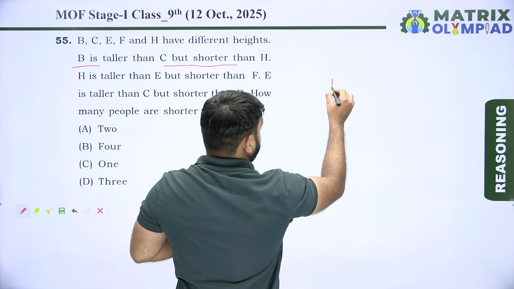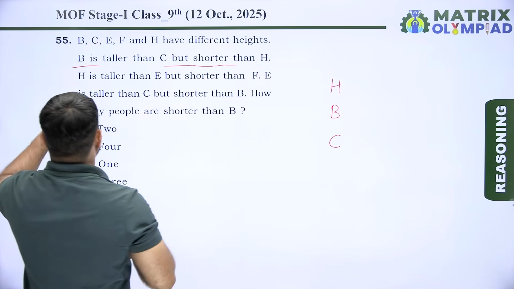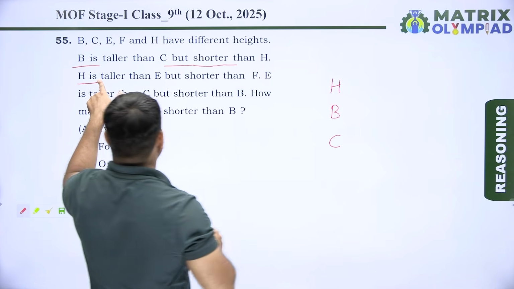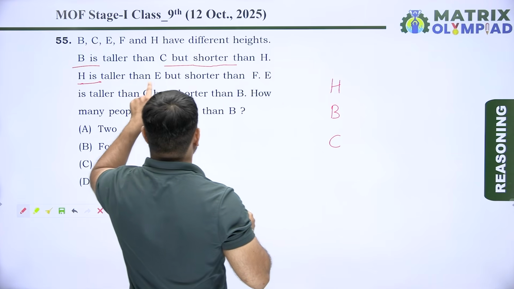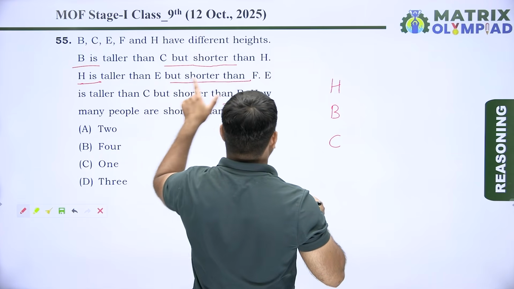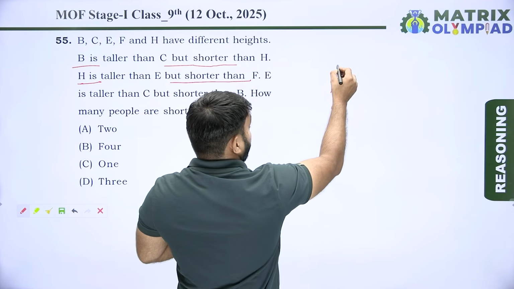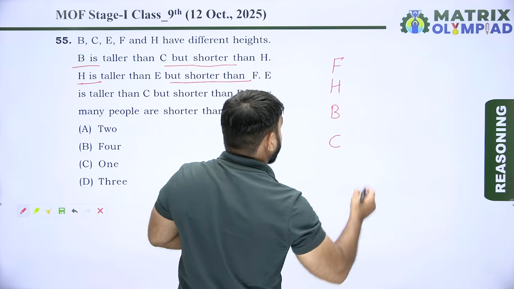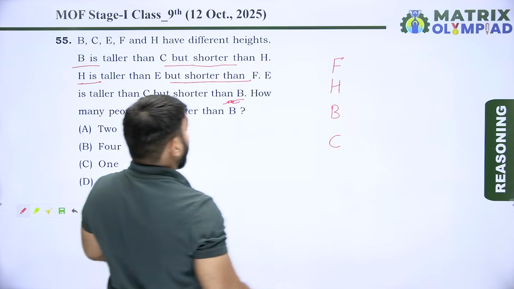B is shorter than H. Next, X is taller than E. H is taller than E but shorter than F. H is shorter than F. So F is greater than H.